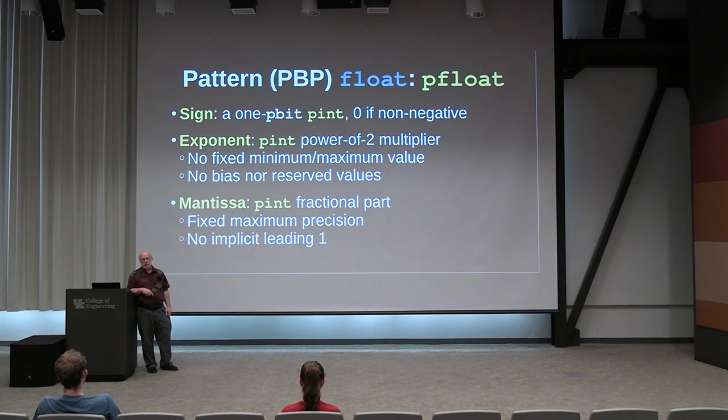How many bits is it here? It's a variable number of bits as needed. So it could be greater than or less than the number of bits you would have even for 64-bit. So basically, we don't have a bias being added to it.